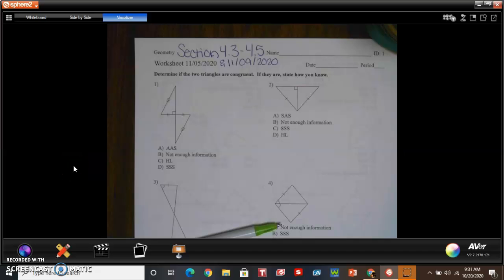All right. So this recording is for my Group B class on November 5th and for my Group A on November 9th, okay? You have a substitute. You're going to complete as much of this worksheet as you can, and you will turn it into the substitute teacher. So make sure you do that.